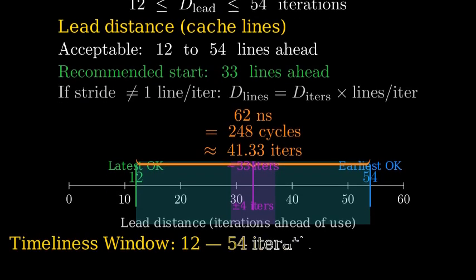To summarize, at 4 GHz, the prefetch timeliness window for this loop spans 12 to 54 iterations ahead, which is 62 nanoseconds wide. Choosing a lead near the middle, about 33 lines ahead, for a 1 line per iteration stream, is a robust starting point. This balances timeliness with cache residency risk.